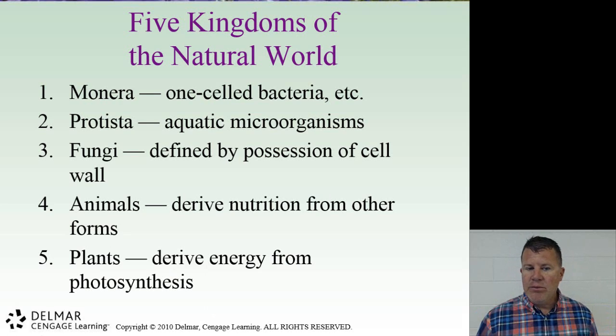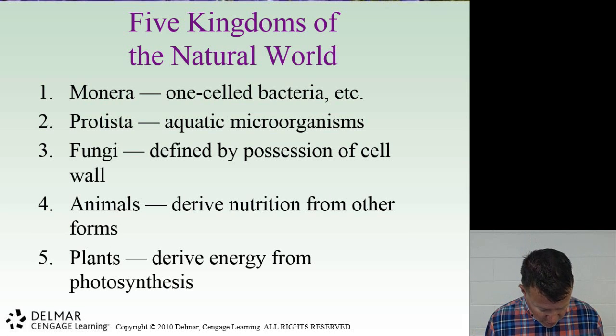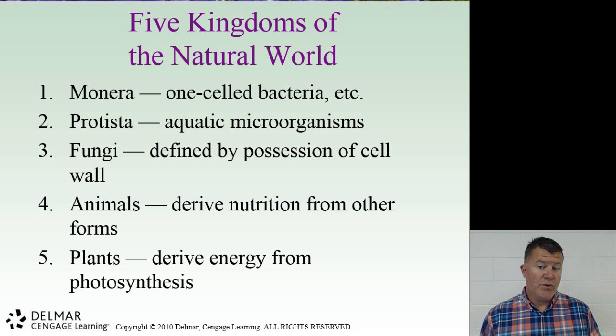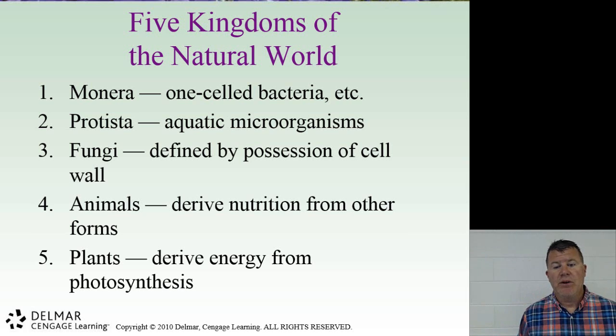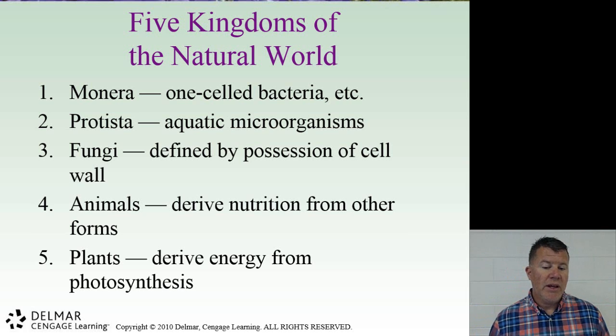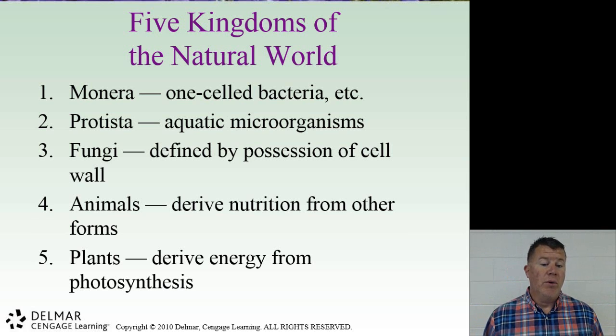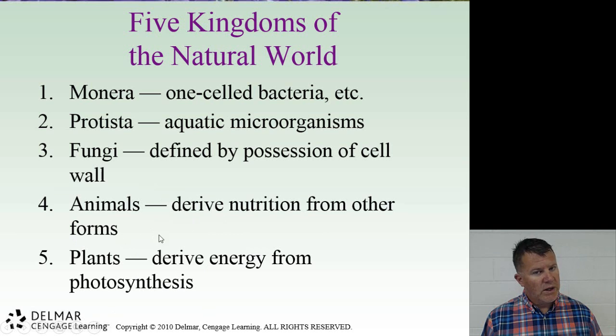There are 5 kingdoms of the natural world. We have our Monera, which is the one-celled bacteria and other things. Protista can be your aquatic microorganisms. Fungi, defined by the possession of a cell wall. And then animals, they derive nutrition from other forms, and then plants derive energy from photosynthesis. And animals, being ourselves, we get a lot of our food from the plant materials.